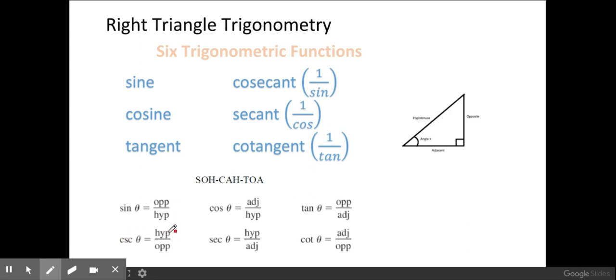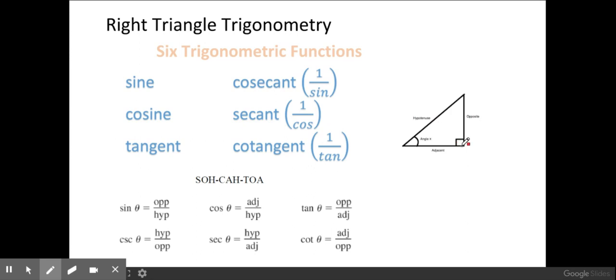So it's the flip, I like to call it, of sine. Same with cosine and secant. Cosine is the adjacent over the hypotenuse, whereas secant is the hypotenuse over the adjacent. And here we're talking about the different sides in a triangle. Then we have tangent, which is opposite over adjacent, and the cotangent is the flip, adjacent over opposite.